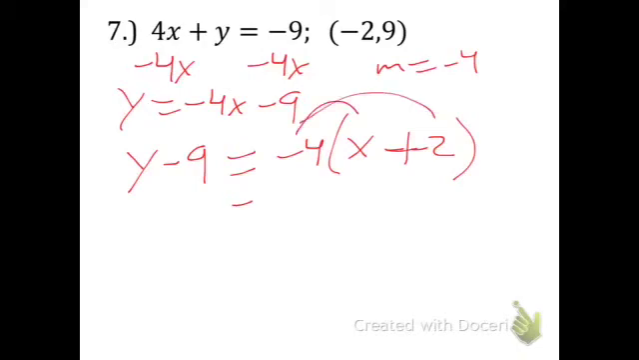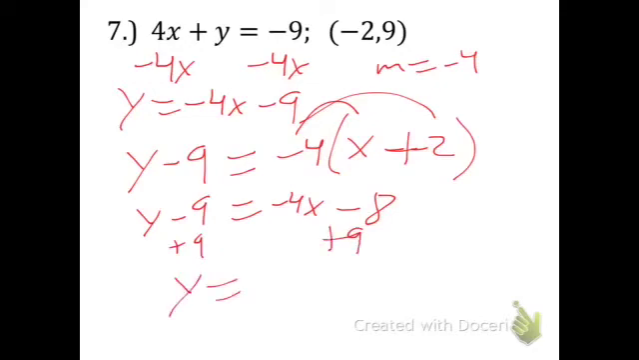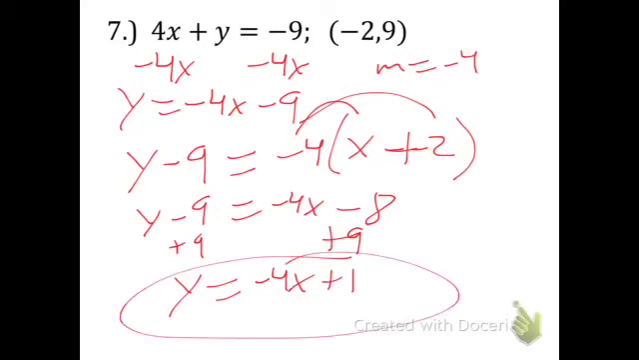Distribute to get rid of the parentheses. Negative 4x minus 8. Y minus 9 is equal to that. We need to add 9 to both sides to get y by itself. So now we're looking at y equals negative 4x plus 1 for our answer.